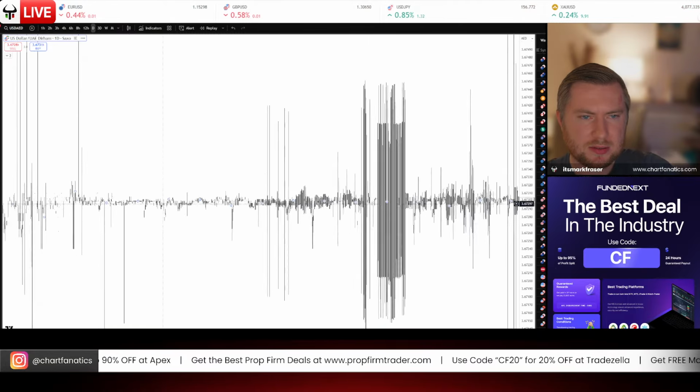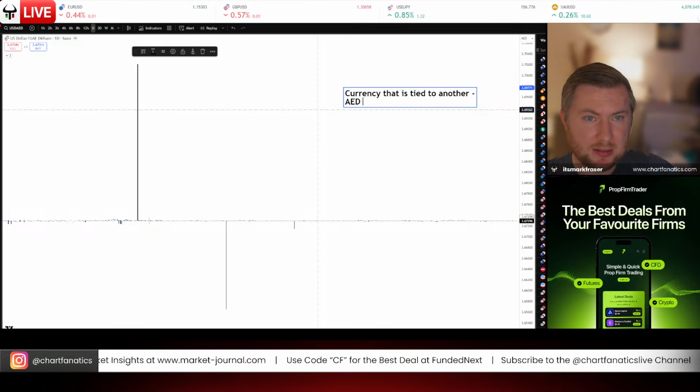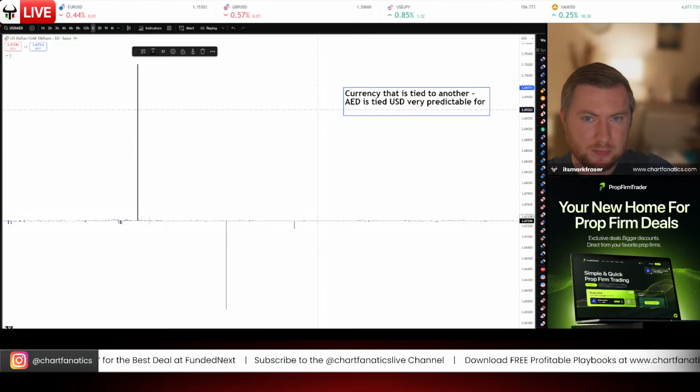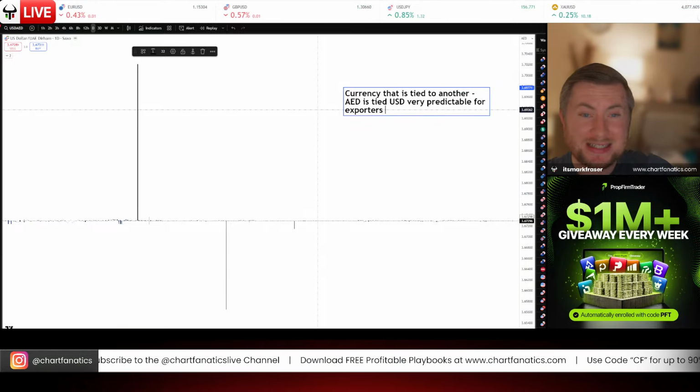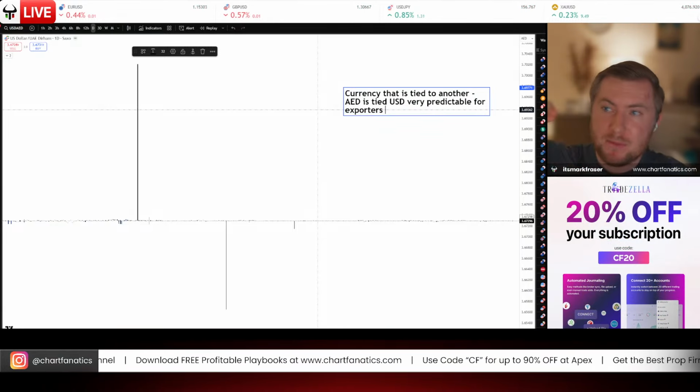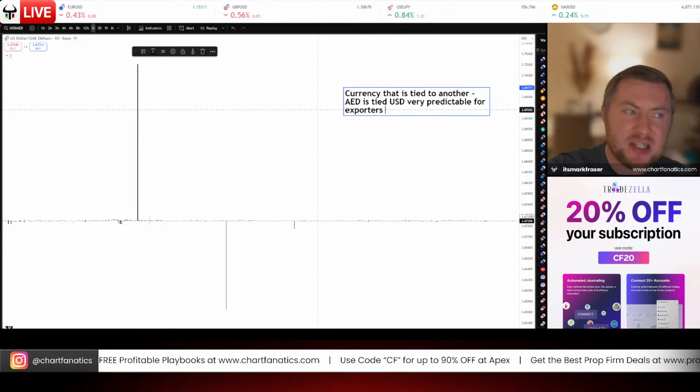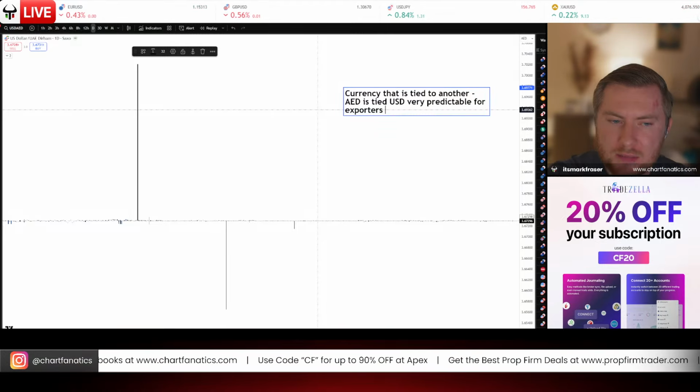The reason why it's doing this is because it's a pegged currency. So a pegged currency is basically a currency that is tied to another. So because AED is tied to USD, it's very predictable for exporters and importers, of course, because the currency hasn't got volatility. Because when you are trading euro dollar, it has those swings, you know, from an exporter, from an importer, from a government perspective.